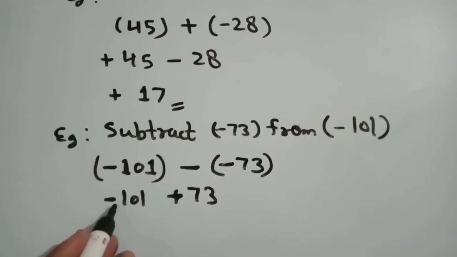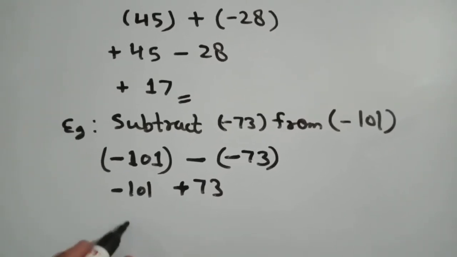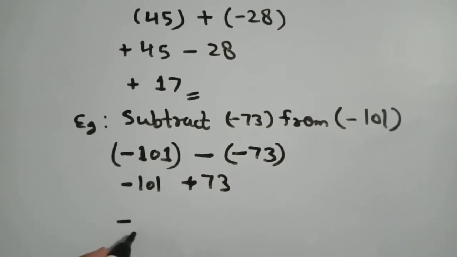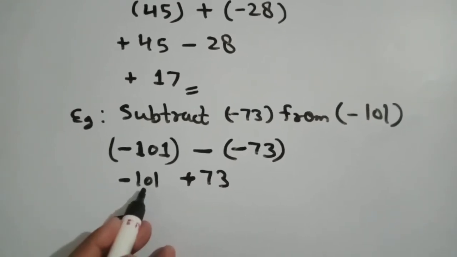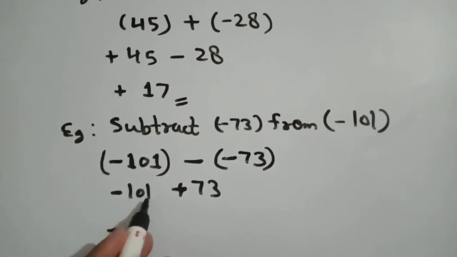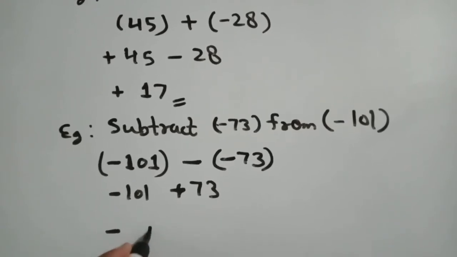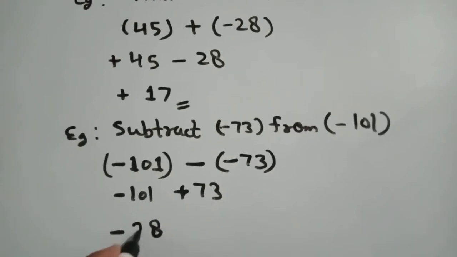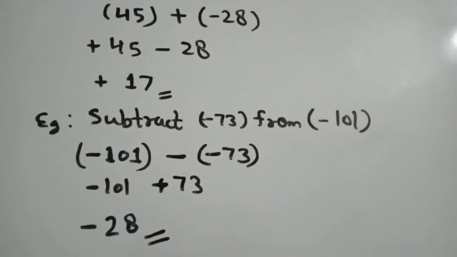Again here is a negative and a positive number, so you put the sign of the greater number, which is 101, and the minus sign, and subtract 73 from 101 without checking sign. So 11 minus 3, that is 8, and here is 9, 9 minus 7, that is 2. Minus 28 will be the correct answer of this one.